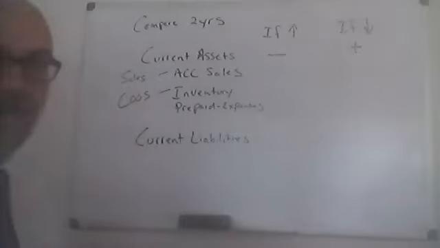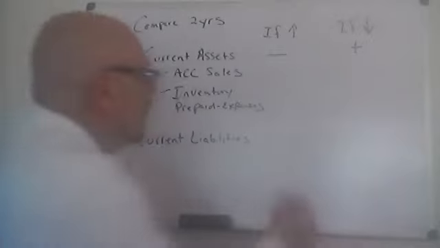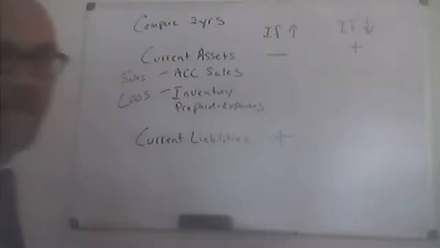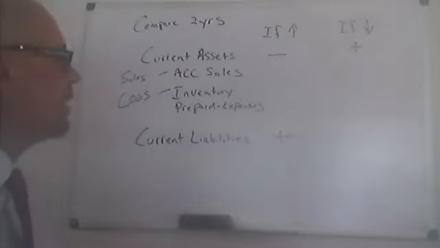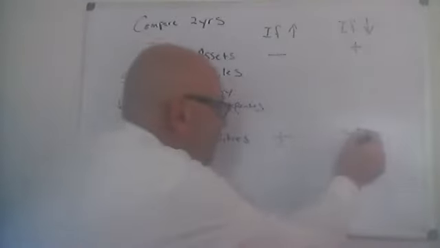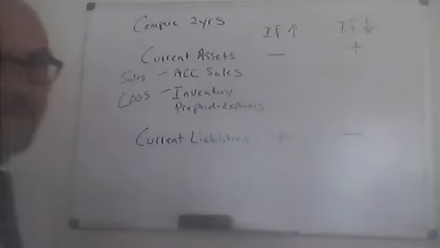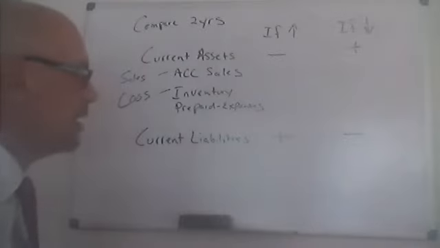Current liabilities, on the other hand, follow the pattern exactly. If current liabilities increase, we need to make an upward adjustment to our net income. If our current liabilities go down, we need to make a decreasing adjustment to our net income.